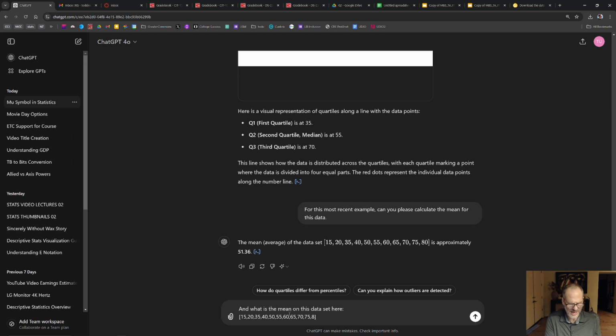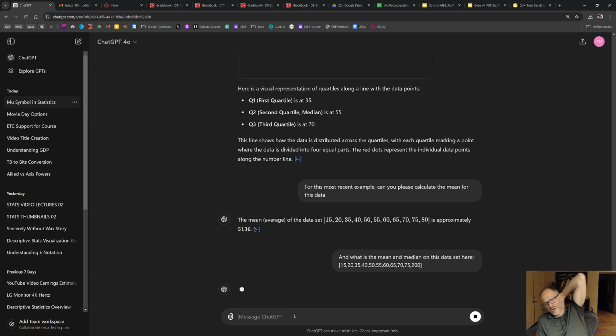And I will change this 80 here to 200, okay? And what is the mean on this data set here? And also, we'll do this: what is the mean and median on this data set here? So we'll let that calculate.